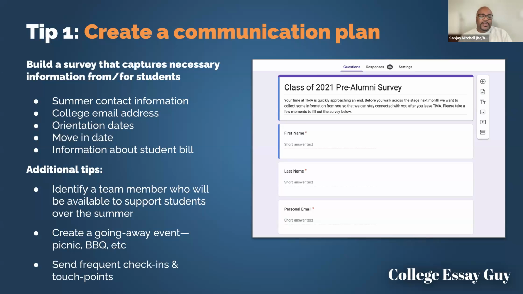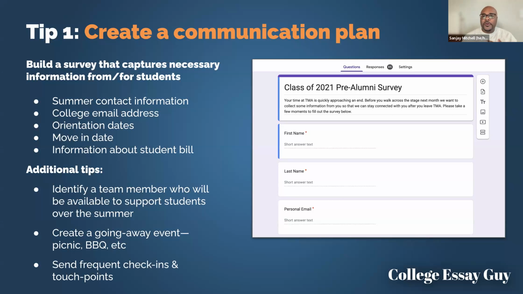Send frequent check-ins and touch points. Check-ins don't have to be, hey, how are you doing? A check-in can be, wow, check out this article on moving away to college. Check out these sales at Target. Check out these deals that are for college students at Bed Bath & Beyond. Shout out to Bed Bath & Beyond, we'll miss you. Check out these deals at Walmart. Check out anything that is going on just to keep them engaged.